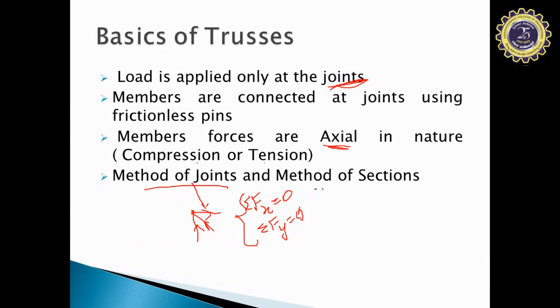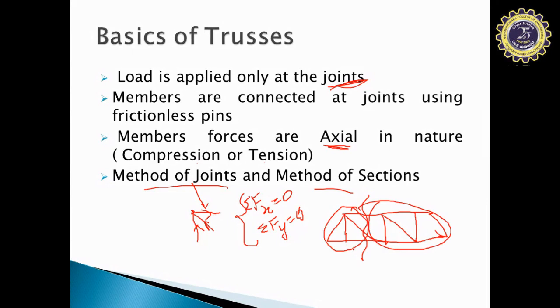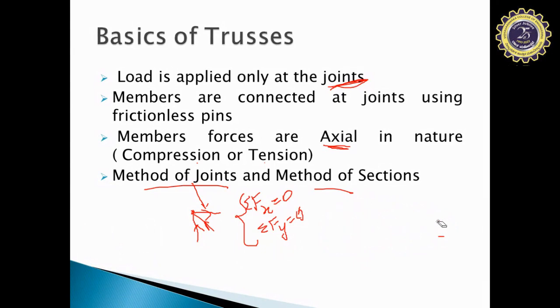Now, briefing about the method of sections, the entire truss, let us say this is one truss, and we want to find out the member forces in this particular member and this member and this member. Then we are going to divide this section into two parts. This truss, this is one part and this is another part. So this part of the truss is considered to find the member forces.